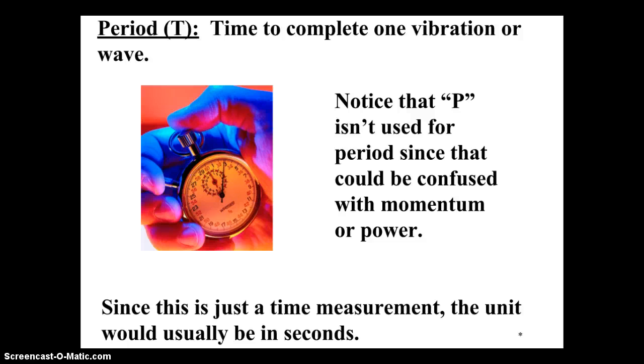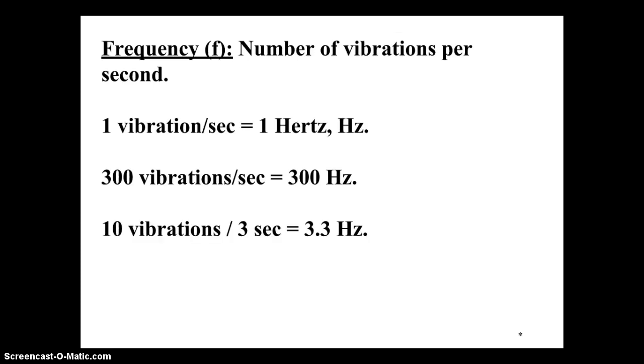First thing you need to know about is the period for the wave. It's the time to complete one vibration or one wave. It's the time for the wave to go an entire cycle. Now we don't use P because P is used for power, momentum, and that's already confusing. So instead we use a capital T, which makes sense because period is measuring the time for the wave. And the units for that would be in seconds. So we would say that a wave occurs every 4 seconds would be the period of the wave.